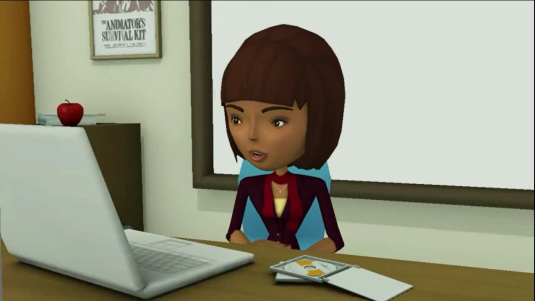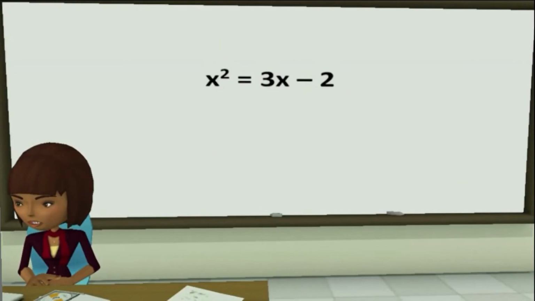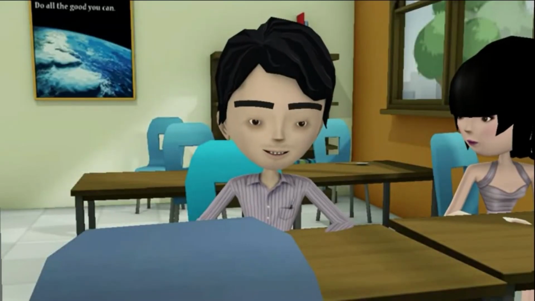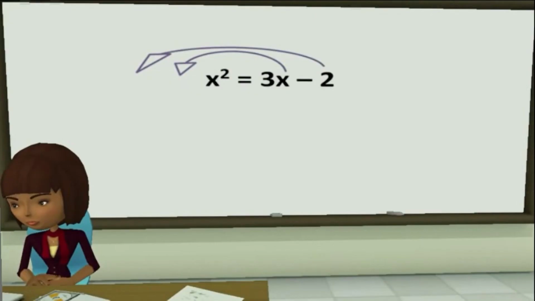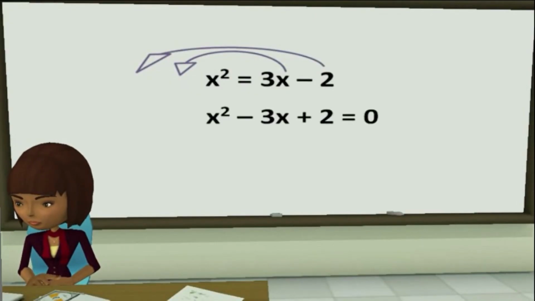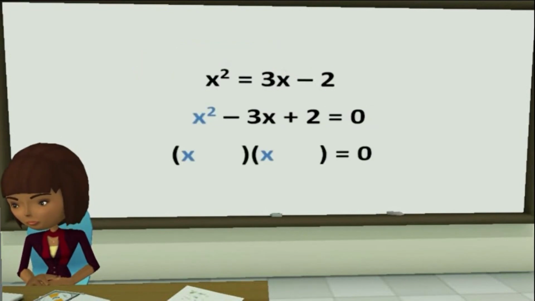Tony, I'd like you to solve x squared equals 3x minus 2. Very well. The first thing I do is to take all the terms onto one side of the equation. That gives us x squared minus 3x plus 2 equals 0. The factors of x squared are x, and the factors of 2 are 2 and 1.